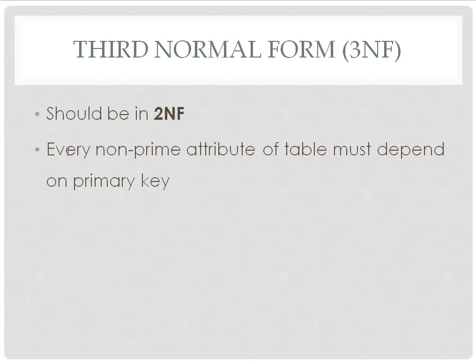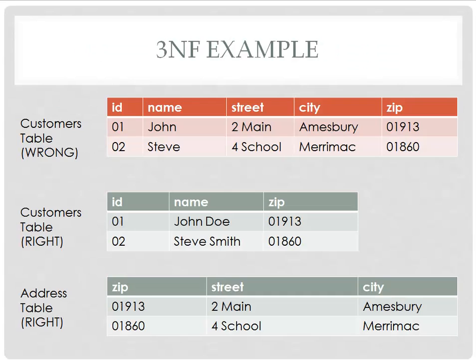Third normal form should have 1NF and 2NF formatting. In addition to that, every non-prime attribute or column must depend on a primary key. So another example here. Now this is something that I feel isn't mandatory. Basically, we have a customers table that has a primary key, the customer name, and the customer's address: street, city, and zip.